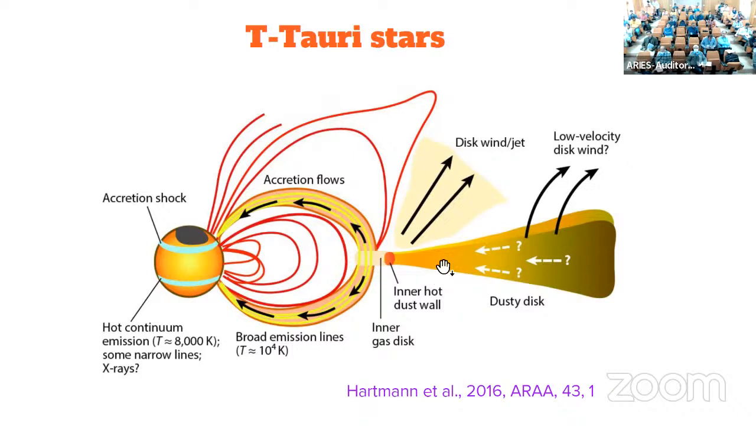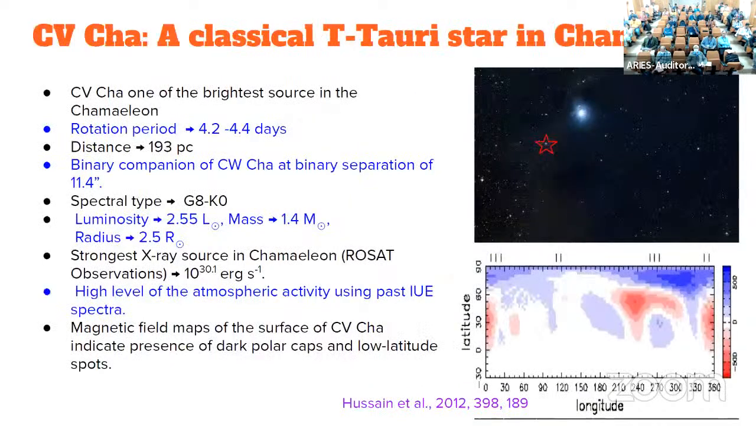And the inner part of the disk gives the bipolar flow that sometimes comes as a jet, and the outer part has a dusty disk. The important thing is that this entire system is a harbor of emission of electromagnetic radiation from X-ray to radio waves. So it is a good system to understand the emission mechanisms. With this brief introduction, I will come to my object.